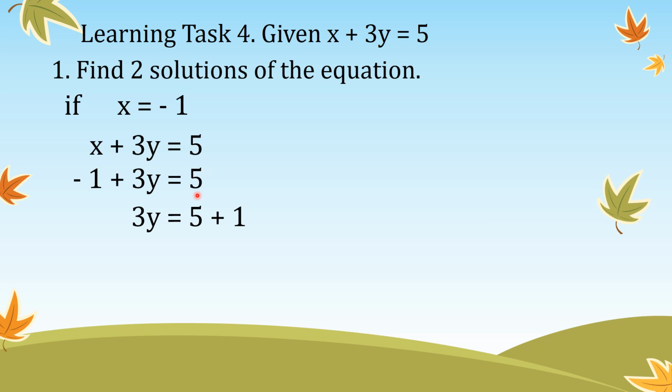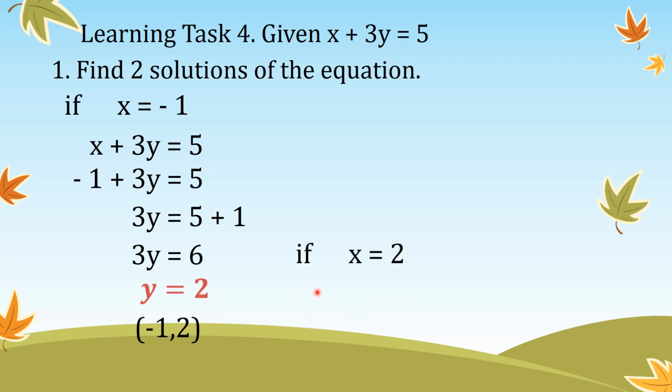Then, using APE, 3y equals 5 plus 1, plus 1 because it is negative 1. Then, by simplifying, 3y is equal to 6 because 5 plus 1 is equal to 6. And dividing both sides by 3, we will arrive at y is equal to 6 divided by 3, which is 2. So our ordered pair or coordinate is -1, 2.